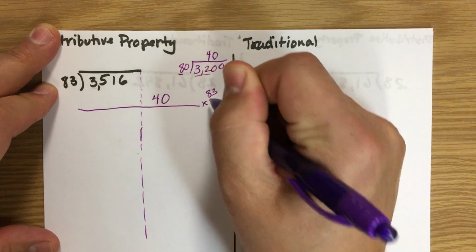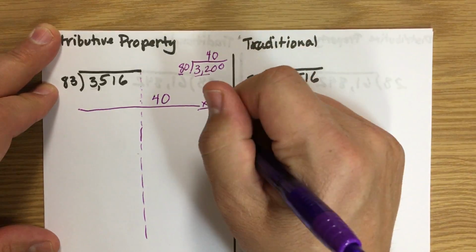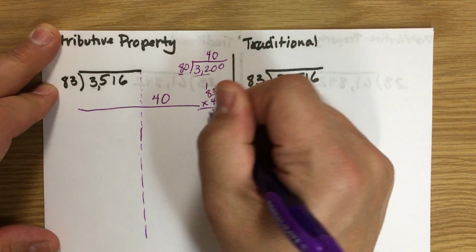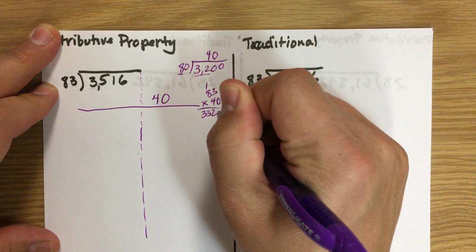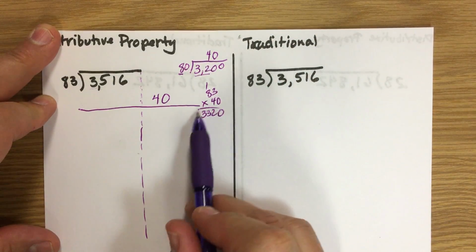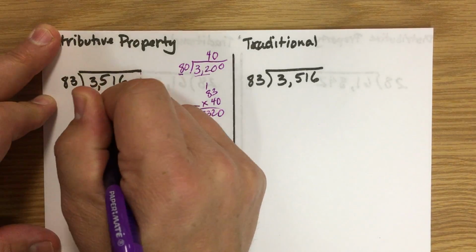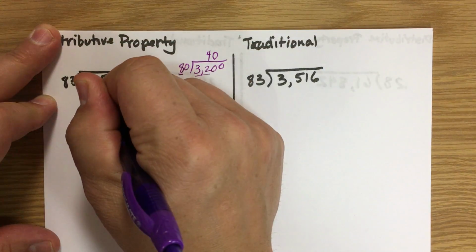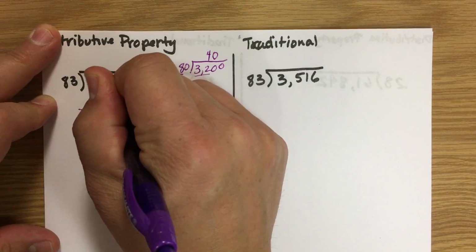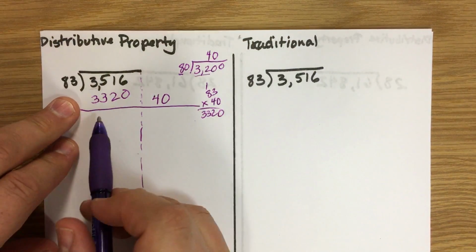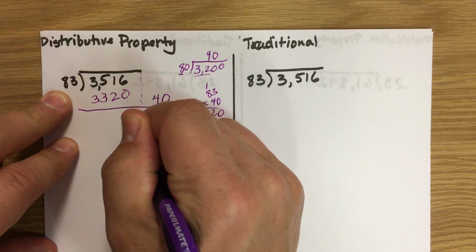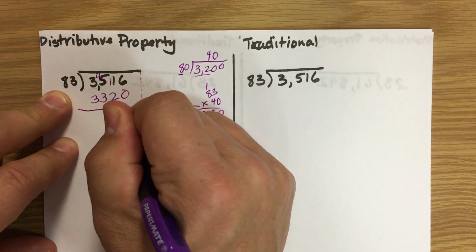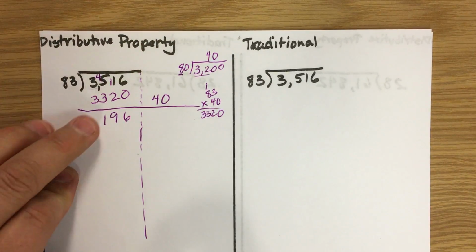So 83 times 40 is 4 times 3, which is 12. Carry the 1. 4 times 8, which is 32, plus 1 is 33. And then I have a 0. So this right here, I'm going to go ahead and subtract from the original number. So let's see here. We got 6, 4, we got 9, and so we end up with 196 left.